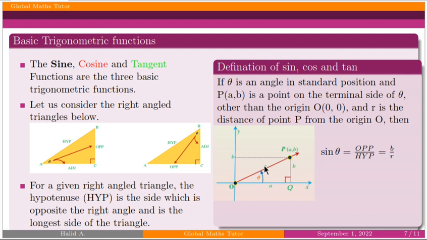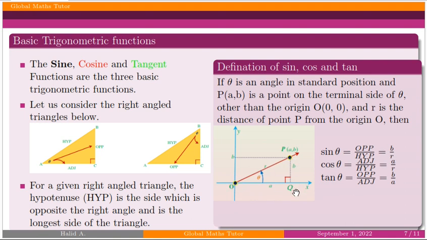So if it has a distance r, that is the hypotenuse. Then sine theta is simply defined as opposite over hypotenuse. The opposite side is b, and the hypotenuse is r. In the same way, cos theta is defined by adjacent over hypotenuse. The adjacent side of theta is OQ, which has a length of a, and its hypotenuse has a length of r, so a over r. The same way, tan theta is defined as opposite over adjacent, which will be b over a. Remember, a and b are the given point, but we don't know r.